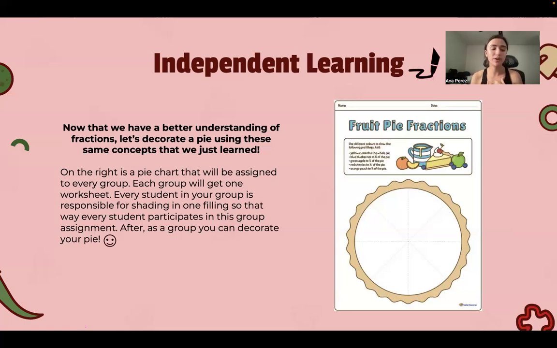And if you have any questions, you can ask me. You are encouraged to use crayons, colored pencils to make, again, your pie look pretty. You got this. Go ahead and begin.